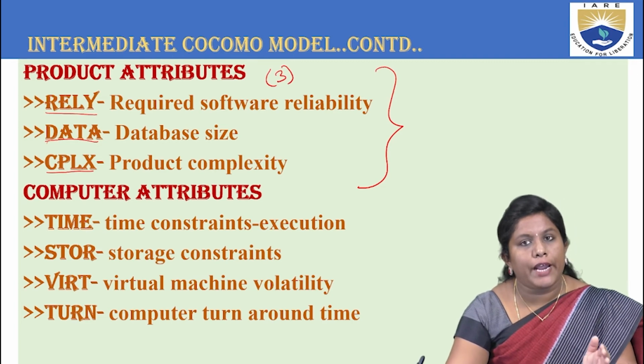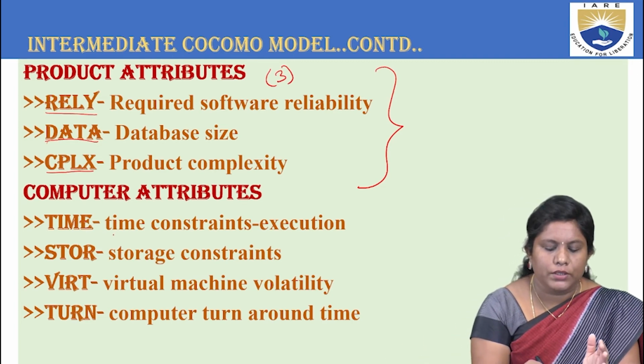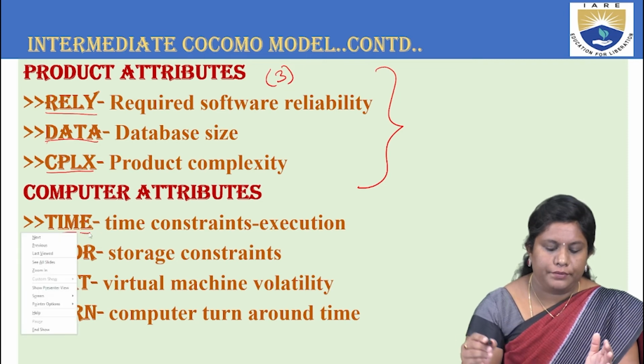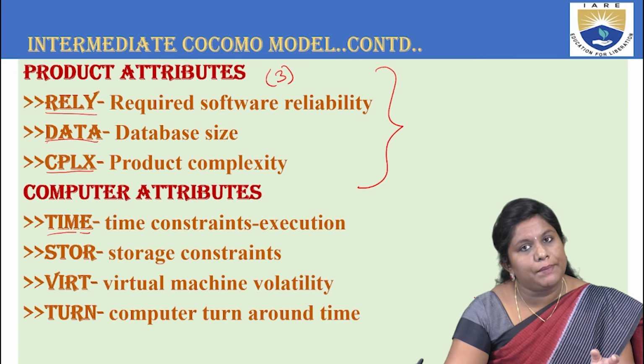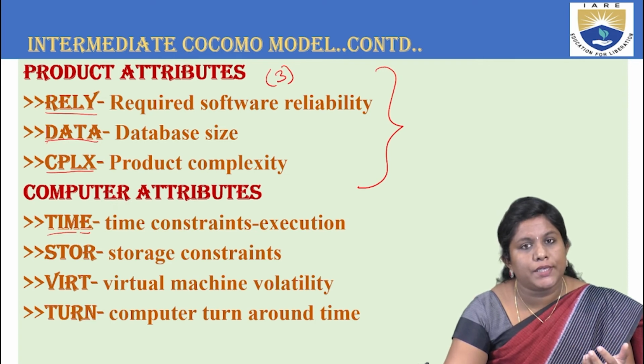Next, we have computer attributes, which talk about the time, which is called TIME. It's nothing but the time constraints, how much execution time is required, or what are the various constraints required for us to execute the things.